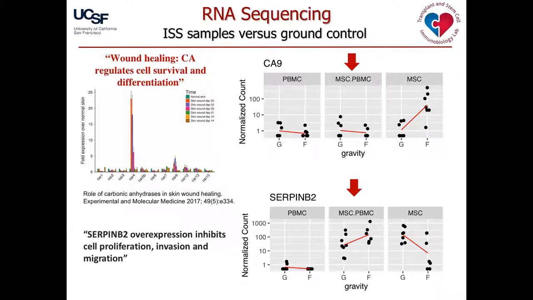And on the bottom, you see the data for CEPIN-B2, and CEPIN-B2 overexpression inhibits the cell proliferation, invasion, and migration of stem cells. And you see PBMCs are not really showing any differences of that gene. MSCs usually in space are downregulating that gene, confirming that they are more proliferative. However, when they are co-cultured with PBMCs, which turn into tumor cells, then you see that this downregulation is not happening anymore. And in fact, there's an upregulation of the gene inhibiting the cell proliferation and migration capacity of those MSCs, confirming the simulated microgravity data I have shown you before.